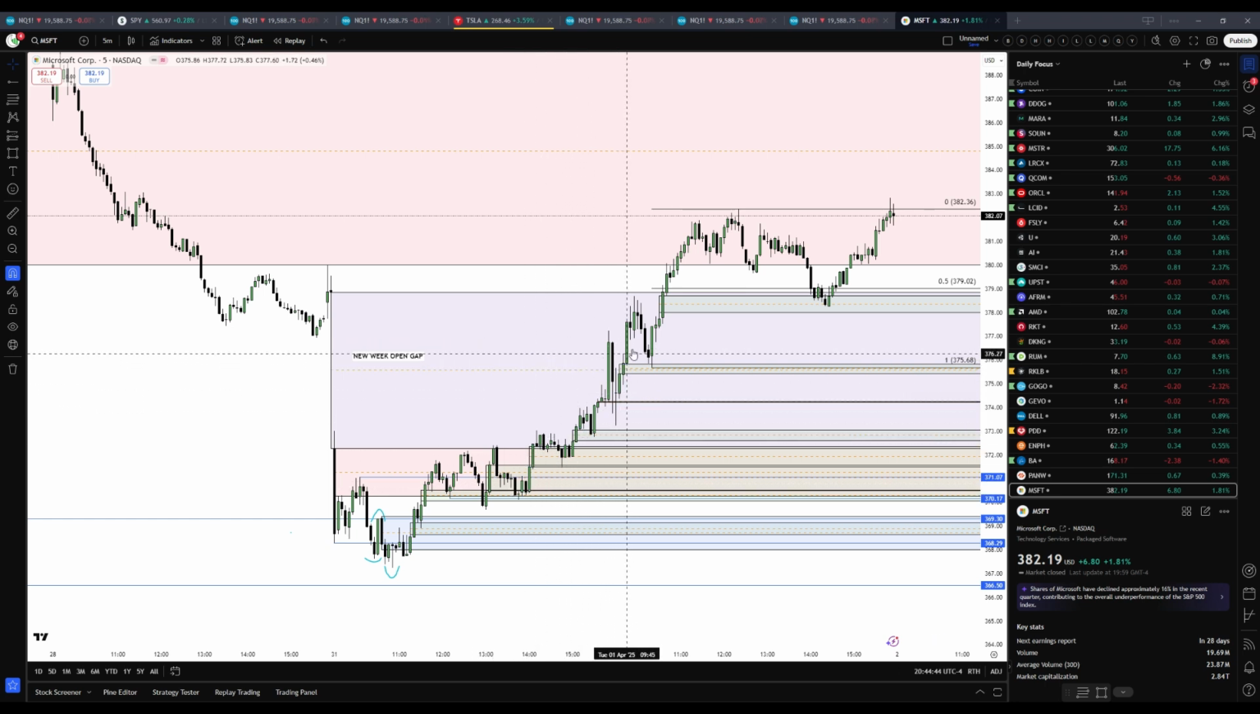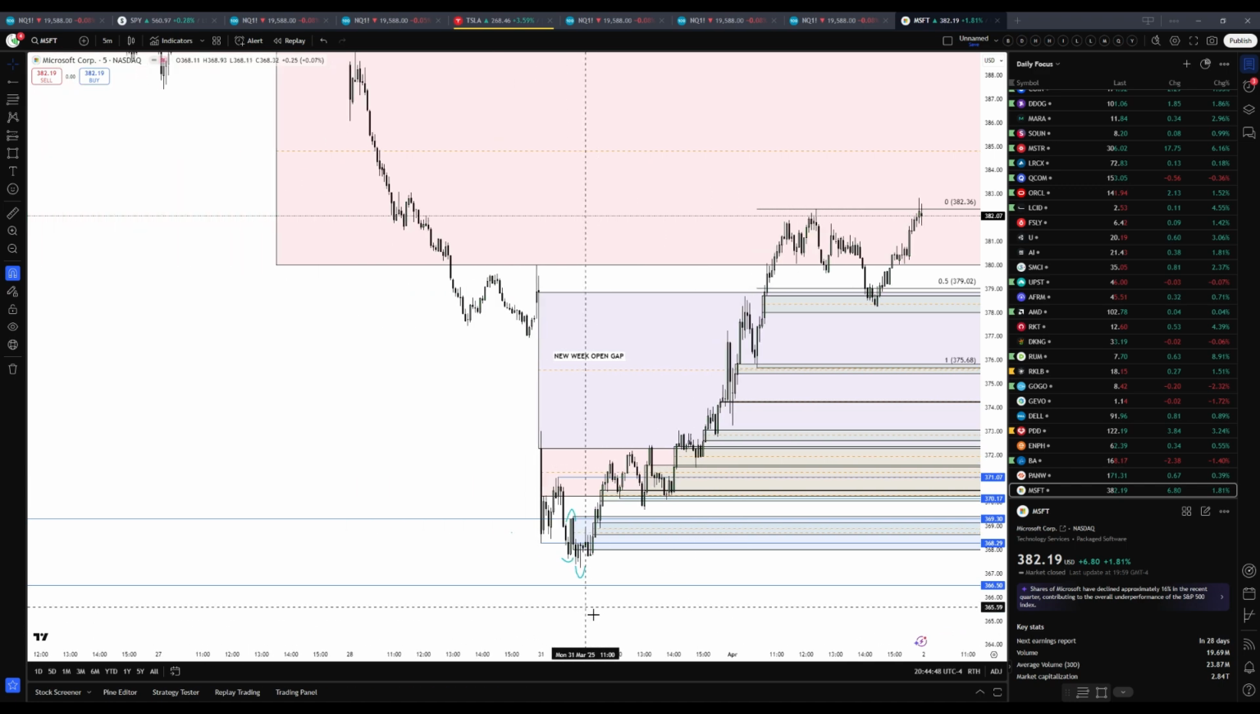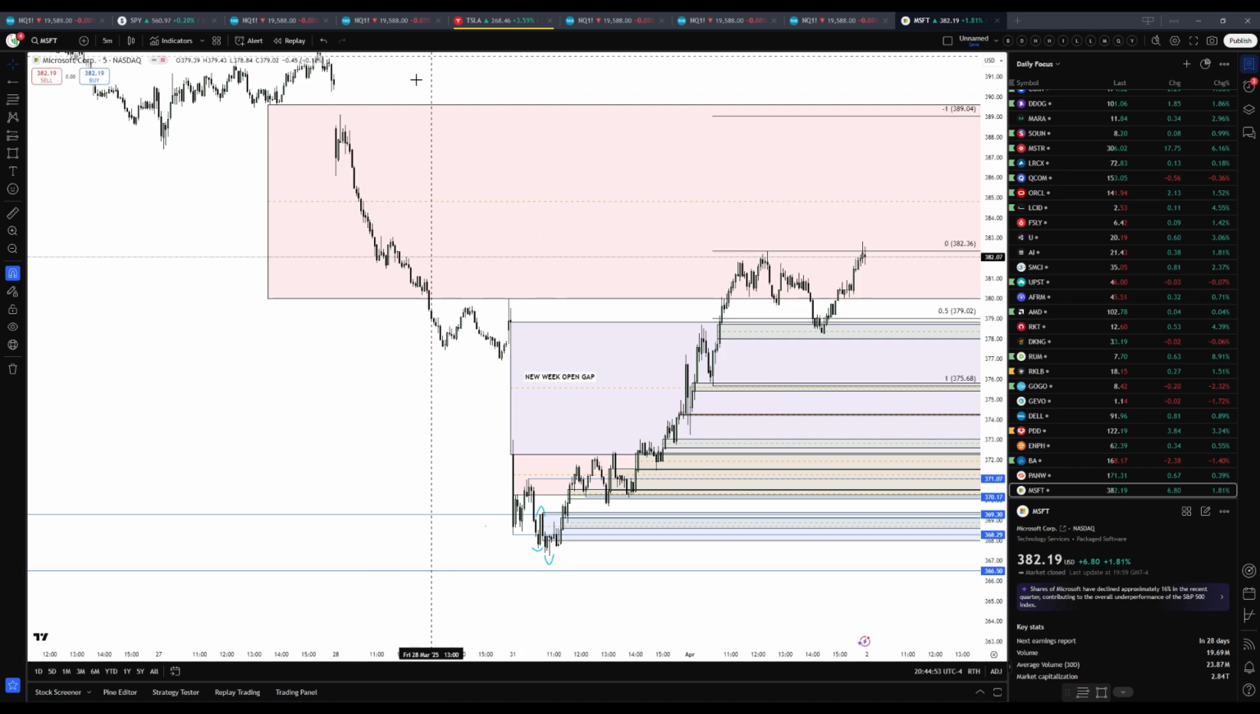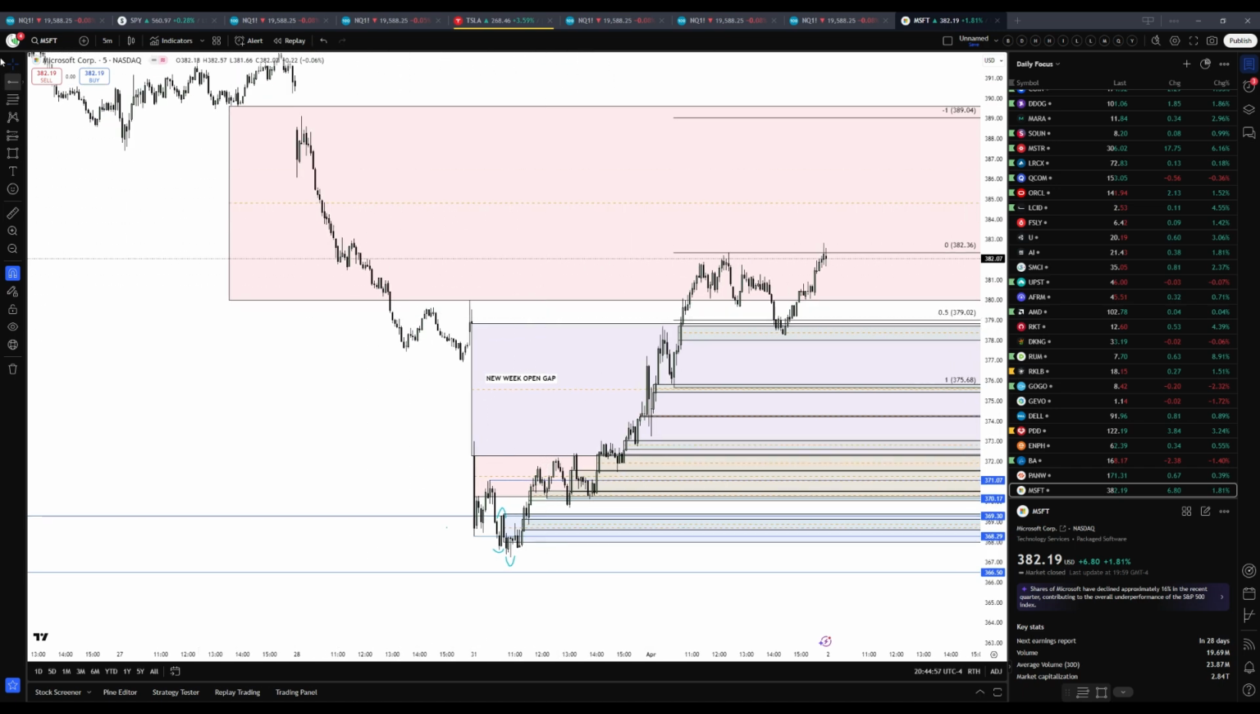And then from here, it was just like 6 straight Mando models that completed ultimately, right? To get you into what? Higher time frame level, which was your 4-hour imbalance right here. Okay? And to take out this buy side.